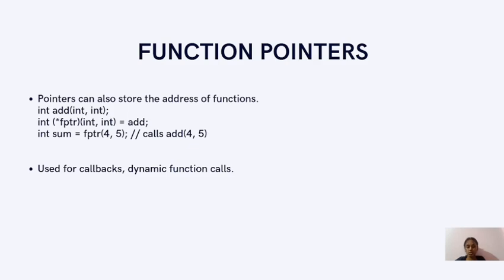Pointers can also be used to store the addresses of functions. For example, int add(int a, int b). Then int (*f_pointer)(int, int) = add, and int sum = f_pointer(4, 5). We'll call add(4, 5). This is useful for callbacks and dynamic function calls, making your programs more flexible and modular.